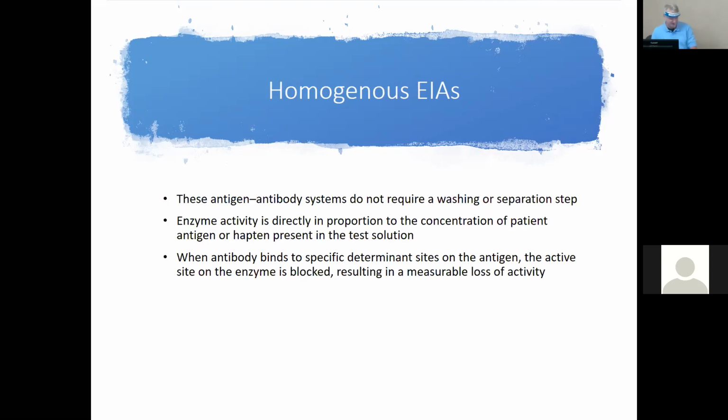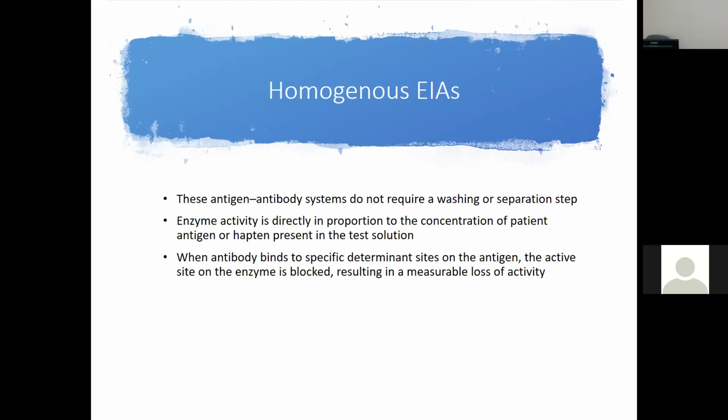So what is a homogeneous enzyme immunoassay? These are antigen antibody systems that do not require a washing or separation stage. Okay, so this is what we use mainly in the lab. Not downstairs, we're going to wash downstairs. We're going to use heterogeneous downstairs. But in the lab, we do a lot of just put it on there, let it move across, and you don't have to worry about trying to wash off any excess. It's all there. So we see this in strep tests. Okay. So the enzyme activity is directly proportional to the concentration of the patient antigen or the hapten.